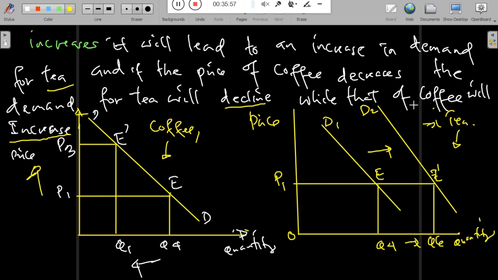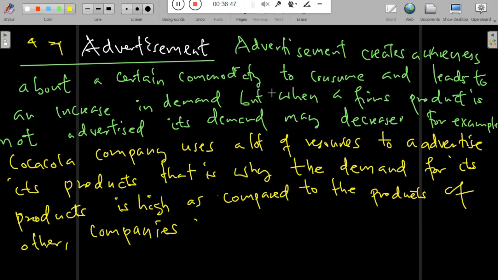Another factor for the change of demand includes advertisement. Advertisement creates awareness about a certain commodity to consume and leads to an increase in demand. But when a firm's product is not advertised, its demand may decrease. For example, Coca-Cola company uses a lot of resources to advertise products. That is why the demand for its product is high as compared to the products of other companies.